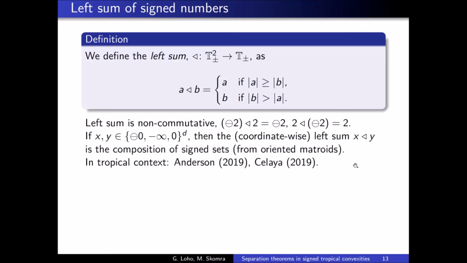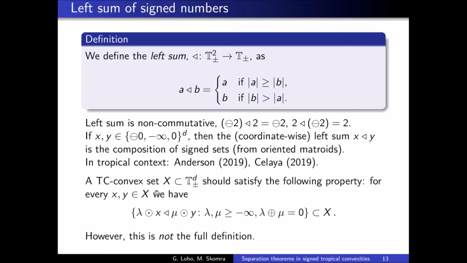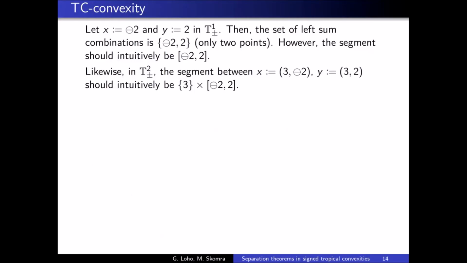Now, since I introduced another addition operation, you may think that the new notion of convexity will simply say that a set is convex if it is closed under convex combinations with respect to this left sum addition, right? And indeed, this is a part of our definition, but this is not the full definition that we propose. Let me explain why.